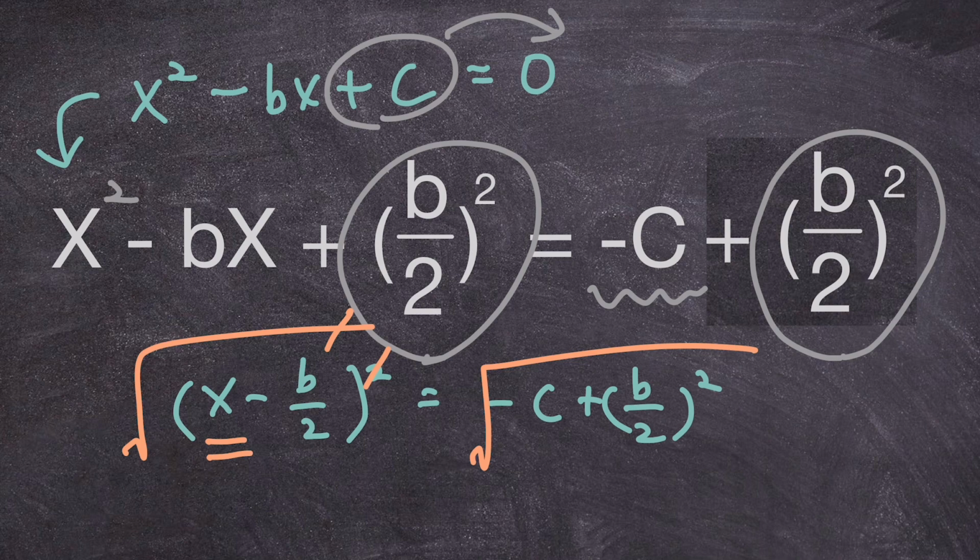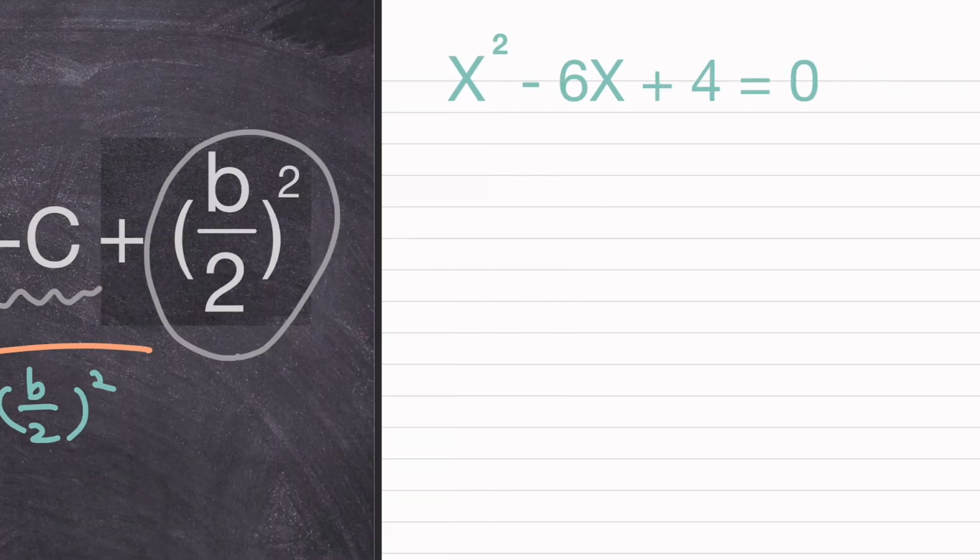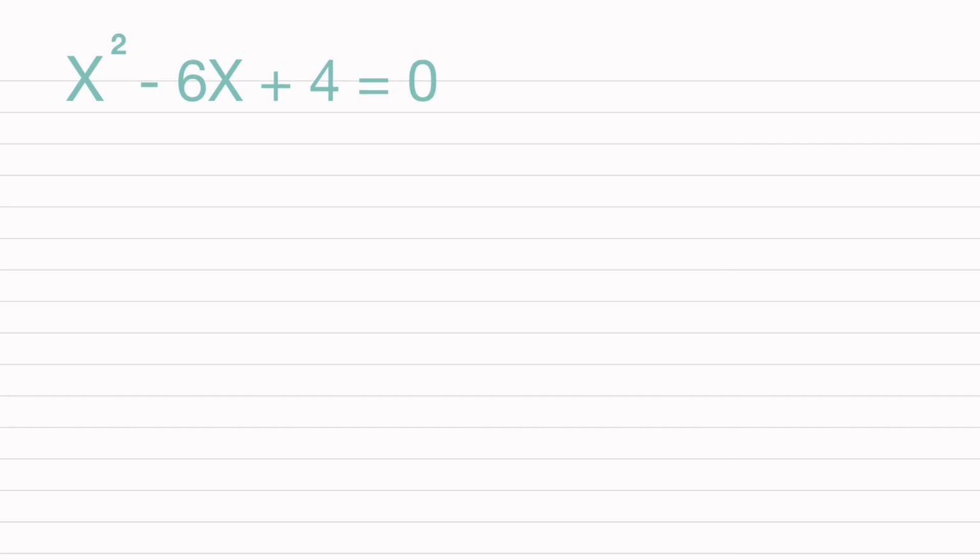Now I'm going to show you this method step by step using the actual question, so let's get started with the first question. First I take that c, the third term in the quadratic equation, and send it to the opposite side, the right side of the equation. If I do that, I end up with x squared minus 6x is equal to negative 4.